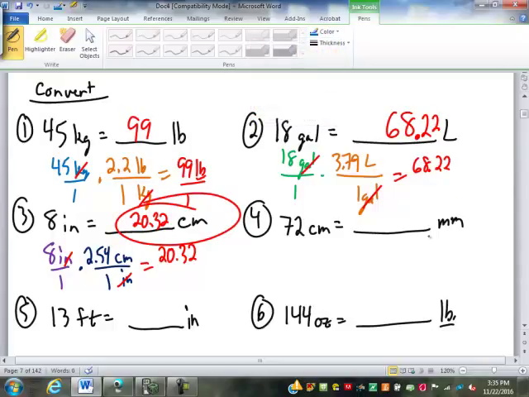72 centimeters going into millimeters. This is just using the chart. To get from centimeters to millimeters on the chart, it's 1 spot to the right. So my decimal point has to move 1 spot to the right. I have to fill in a 0. So that's 720.